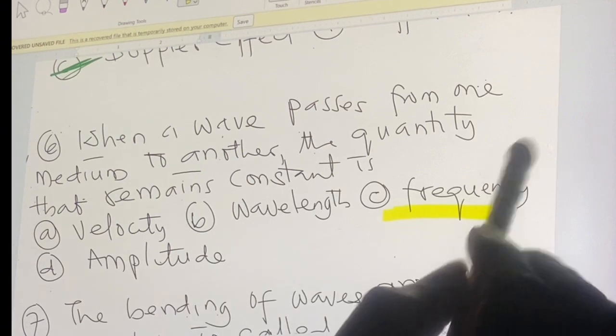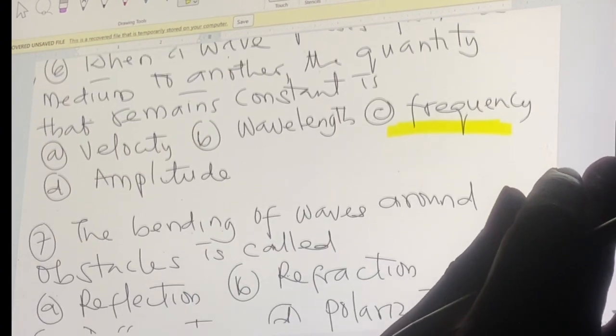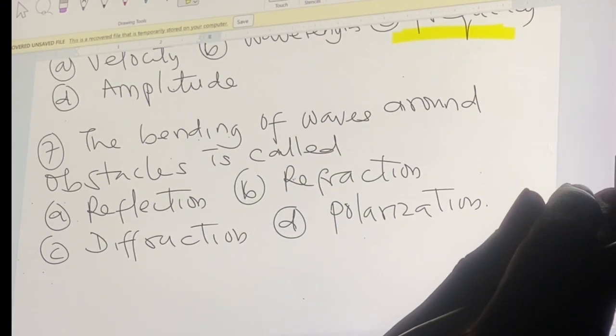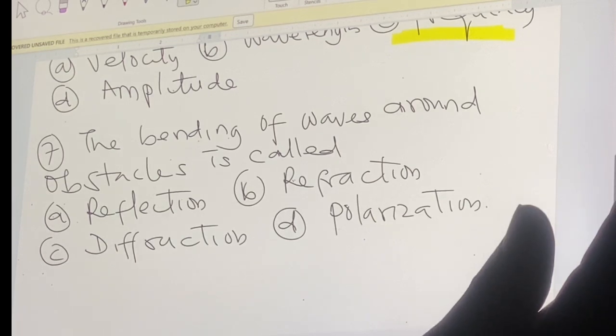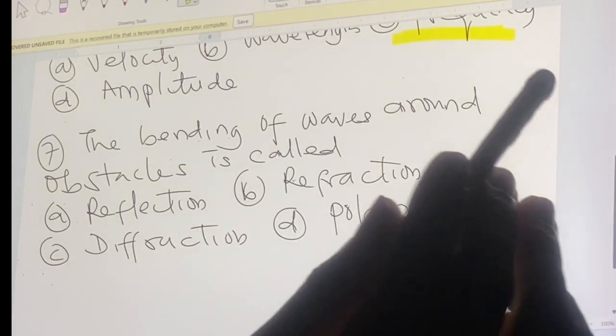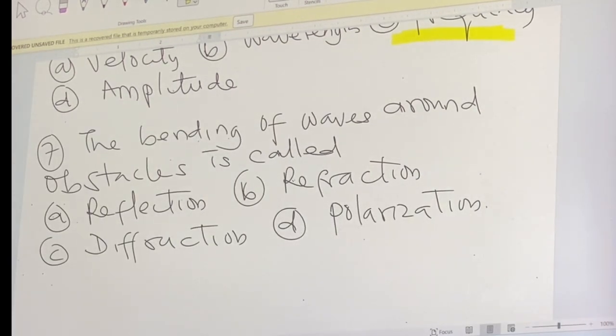All right. The next here, question 7, they say the bending of waves around obstacles is called dash. So we have bending of light, we have bending of wave. Now the bending of wave is called diffraction. The bending of light is called refraction. Please don't forget. While the bouncing back of wave is called reflection of wave, the bouncing back of light is called reflection of light.